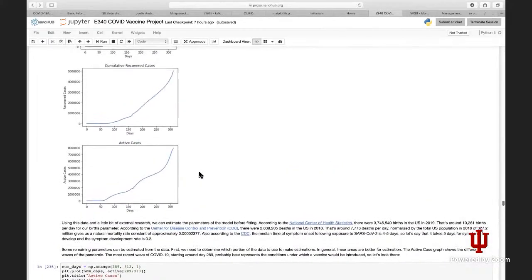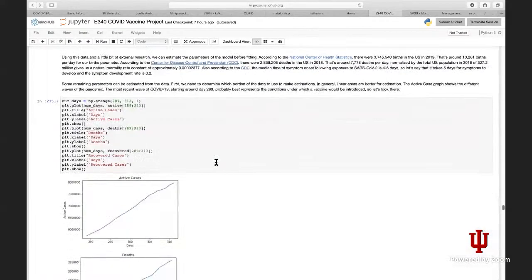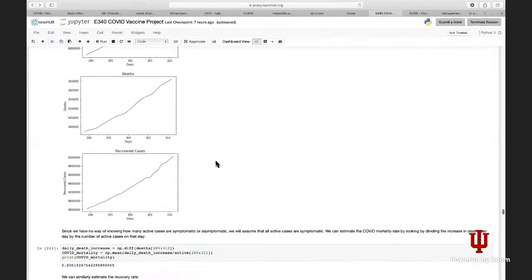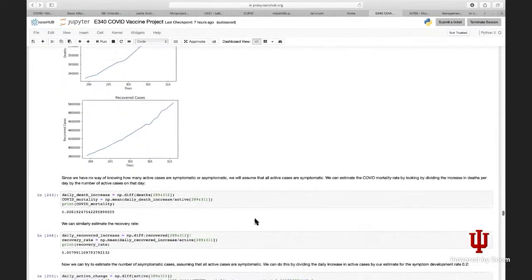So I chose to focus on days 289 through 312. And I did this because it looks pretty linear here. And I figured that if we were going to introduce a vaccine, the conditions in the later portion of the pandemic would most closely mirror what the conditions of a vaccine scenario would look like. So here's just a zoom in on days 289 through 312 for active cases, deaths, and recovered cases.